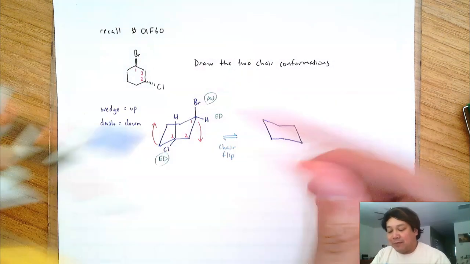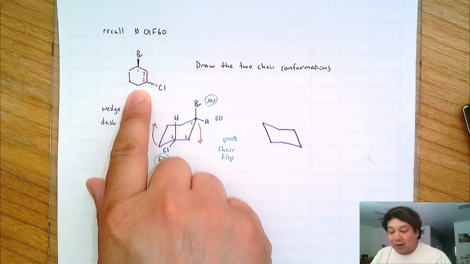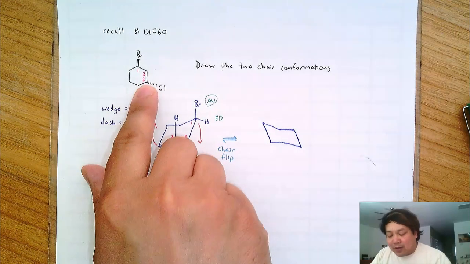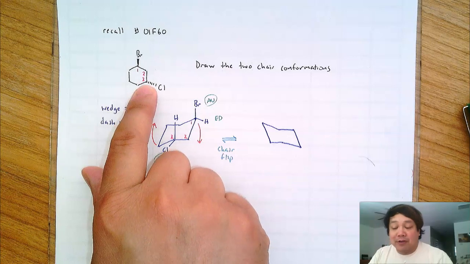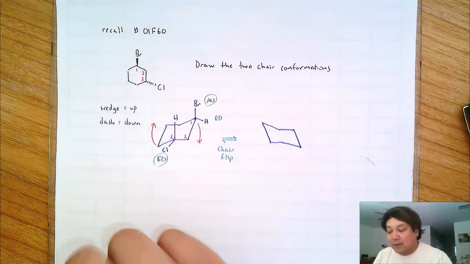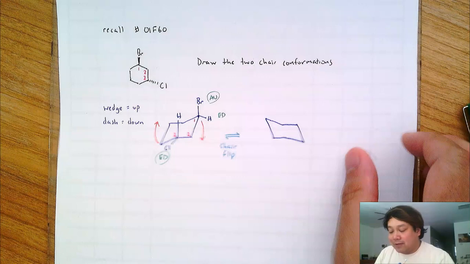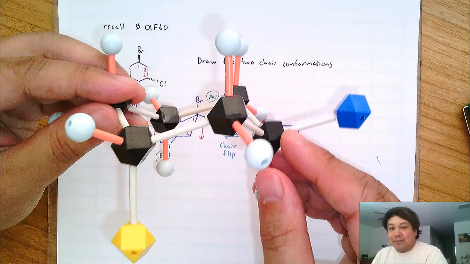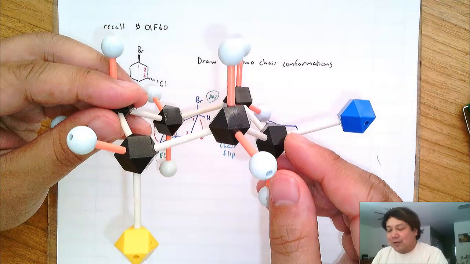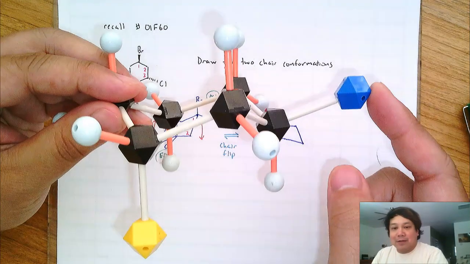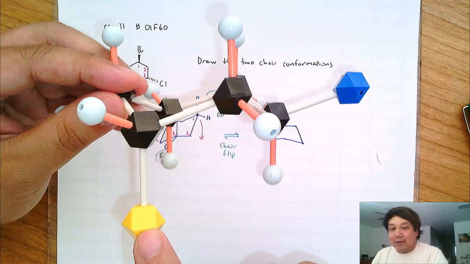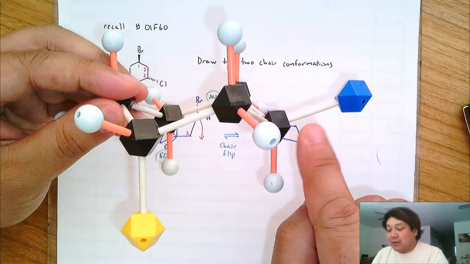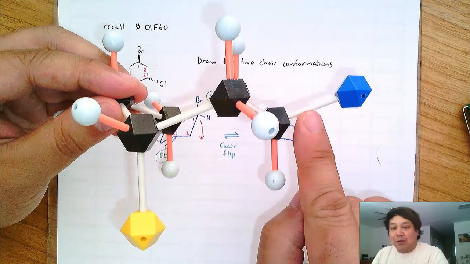because remember the flat version has angle strain, right? When the geometries are flat, that angle is 120 degrees. That's kind of far from 109.5, the tetrahedral. Now, did you see what occurred? Look at my blue atom now. It's still up. My yellow atom, it's still down. But what changed? This is now equatorial.